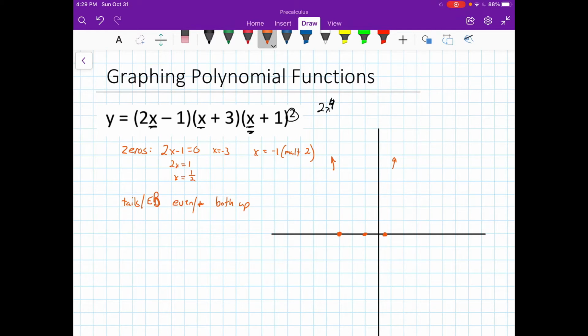Symmetry. It's tough to look at symmetry here because it's not multiplied out, so we can't really discuss symmetry right now. And then what we want to do is find some points, including the y-intercept. The y-intercept comes from when we multiply all of our constants. So you just have to be careful when there's a square. This is a 1 times 1, so 1 times 3 times negative 1 is negative 3. So the y-intercept will be negative 3.